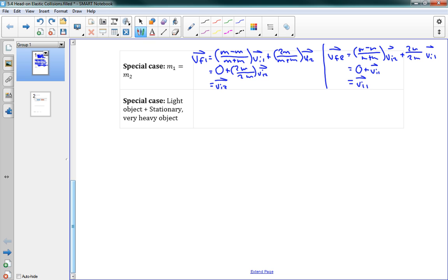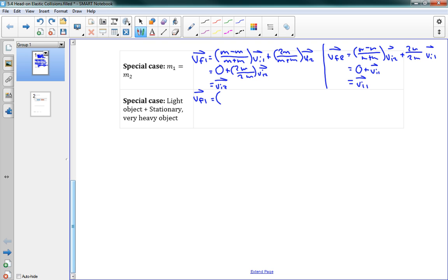Okay, number 2, special case. A light object plus a stationary and very heavy object. So we're talking about a light, so let's say a ping pong ball hitting something that's not moving and it's very, very heavy. It's like a ping pong ball hitting the wall, right? Technically the wall is going to move a bit, but almost nothing. So for this, we're going to pretend that m1 is just basically 0. Okay, and we'll put that into our equation. So if we're saying that m1 is a lot smaller than m2, and m1 is approaching 0. So we can use that in our equation.